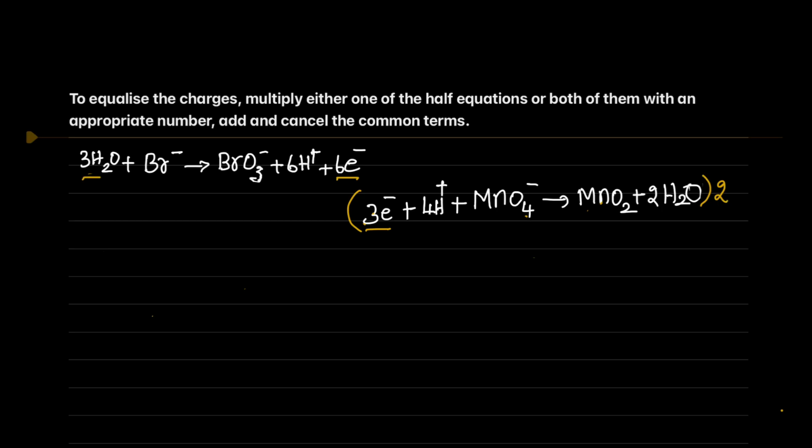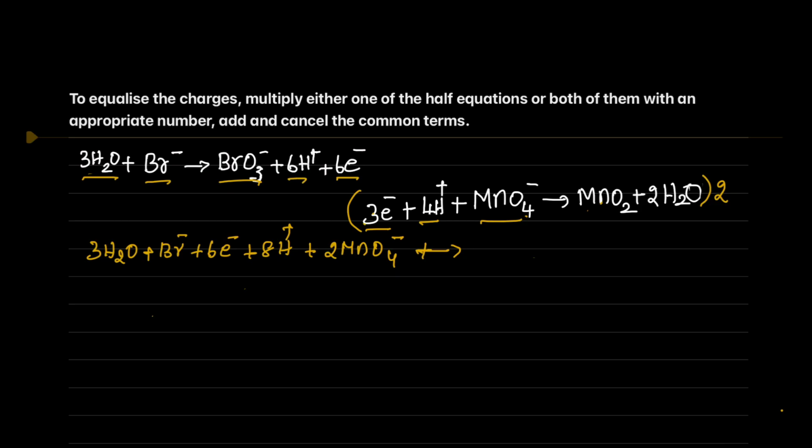On doing so, we are arriving at the equation that 3H2O plus Br minus plus 6 electrons, that is 3 electrons multiplied by 2 will give 6 electrons, plus 8H plus plus 2MnO4 minus giving rise to BrO3 minus plus 6H plus plus 6 electrons plus 2MnO2 plus 4H2O, that is 2H2O multiplied by 2.